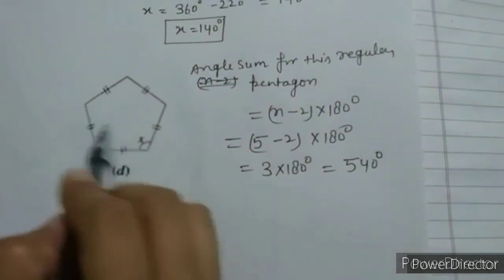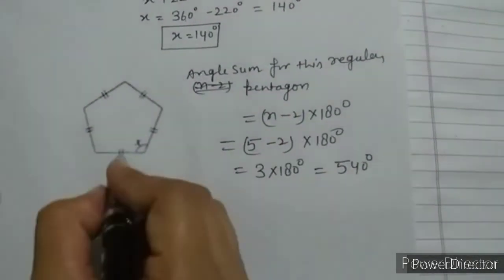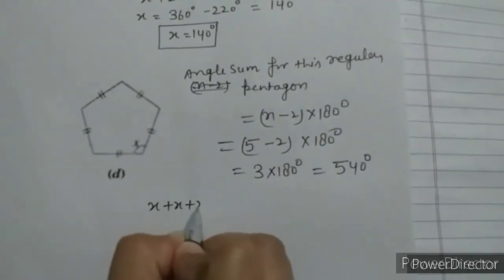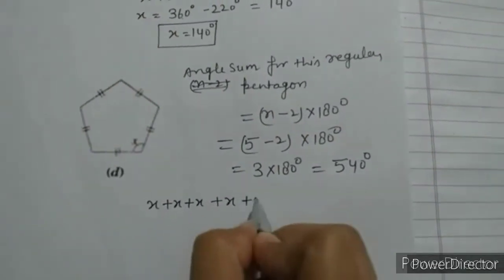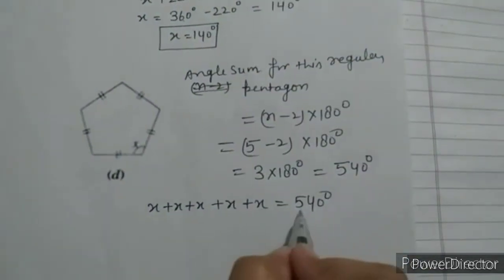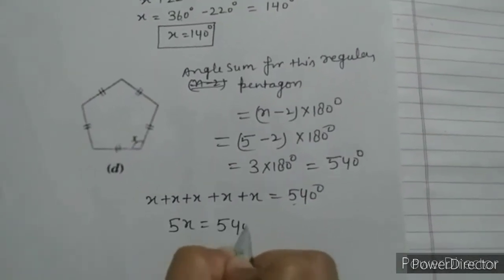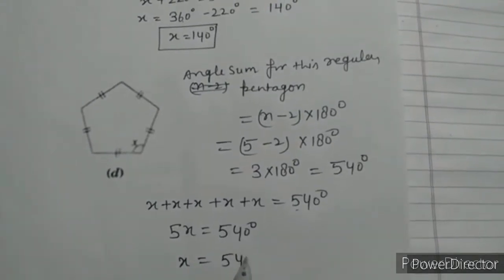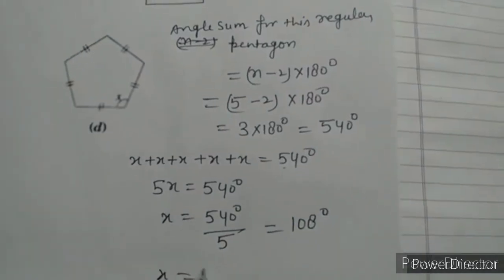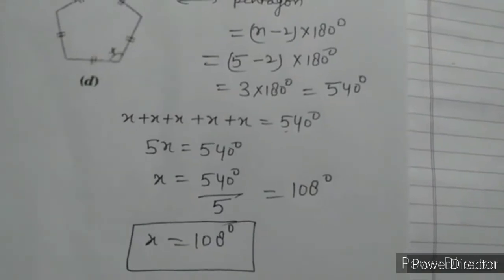And since this is a regular pentagon, all 5 angles are equal, that is x plus x, all its 5 angles will sum to 540 degrees, since the sum of all interior angles is 540 degrees. So 5x is equal to 540 degrees and x is equal to 540 degrees upon 5, which is 108 degrees. So the value of x is 108 degrees. Now part D is also done.